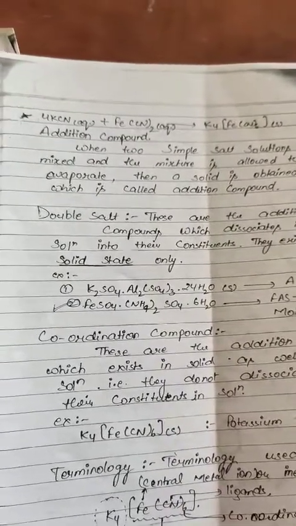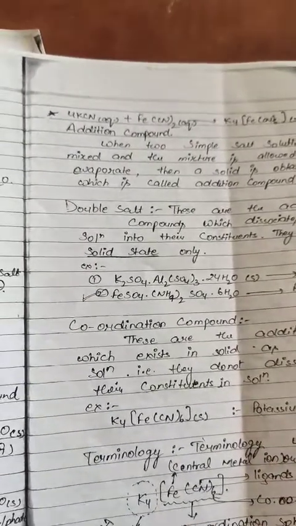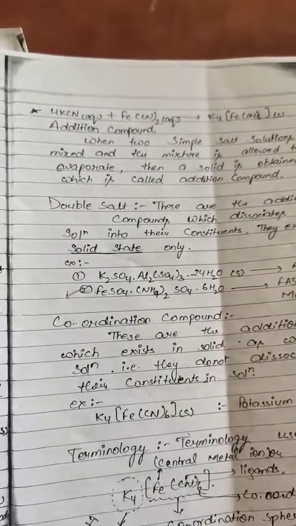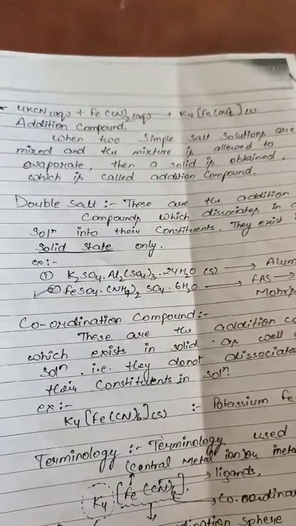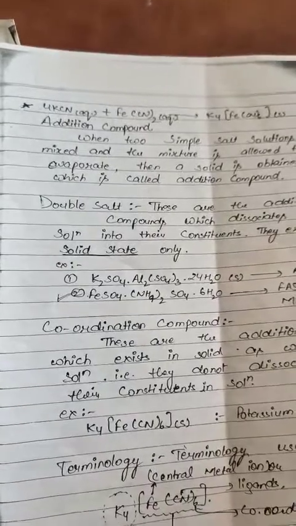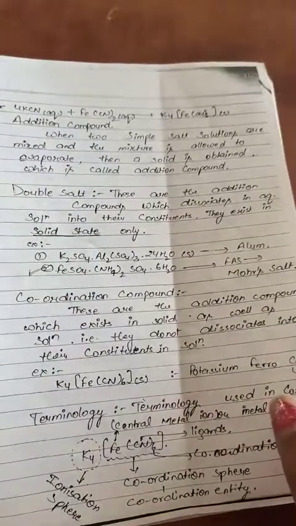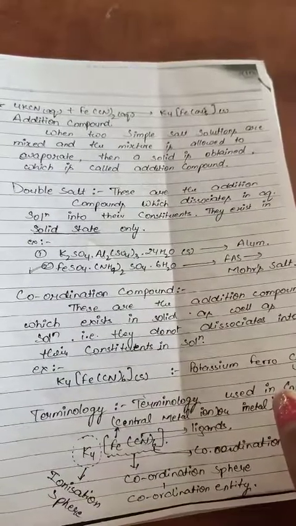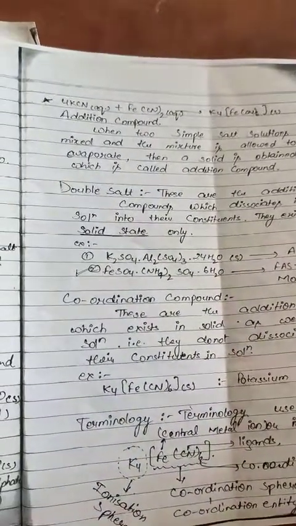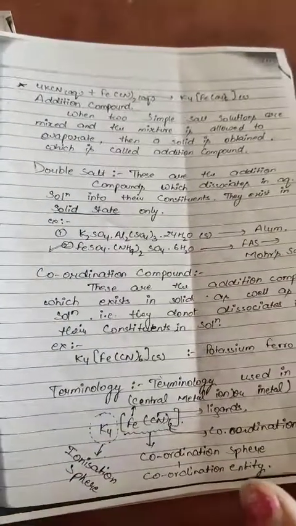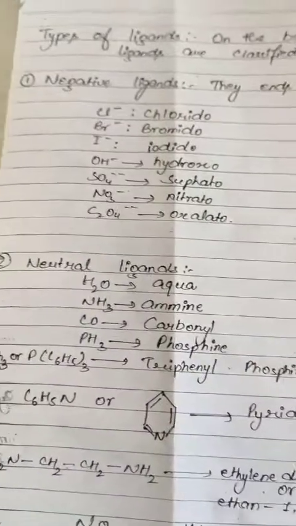When two simple salt solutions are mixed and the mixture is allowed to evaporate, a solid is obtained. That is a double salt. It is an addition compound which dissociates into its ions in solution. Coordination compounds are very important: these are addition compounds which exist in solid as well as in solution. So these are the examples. You can see them and write these things down in your copy also.